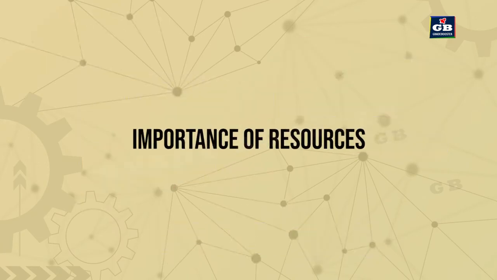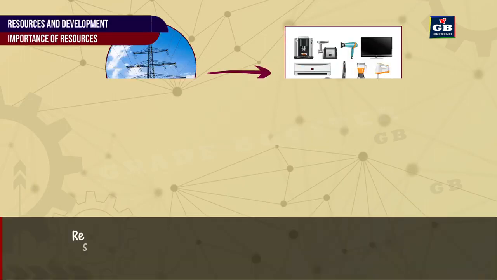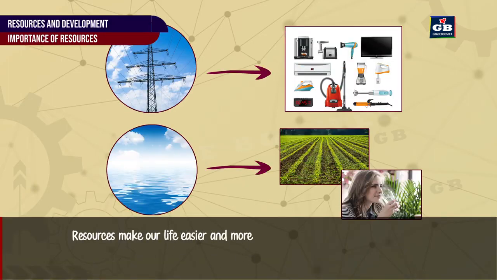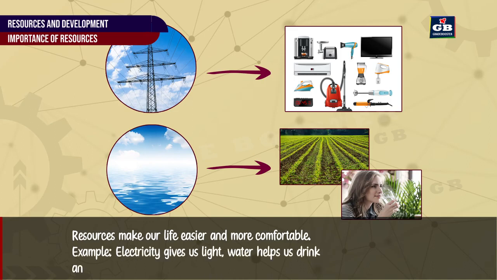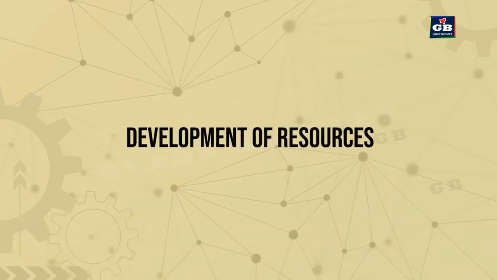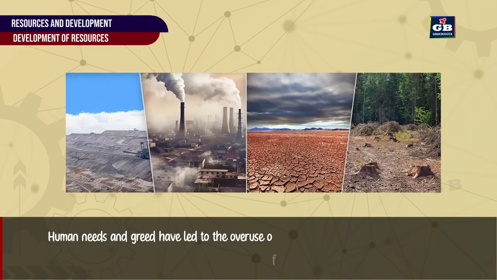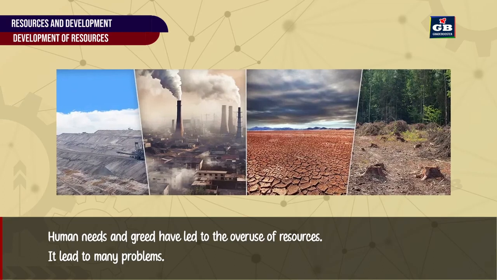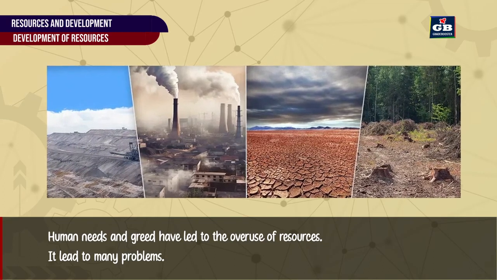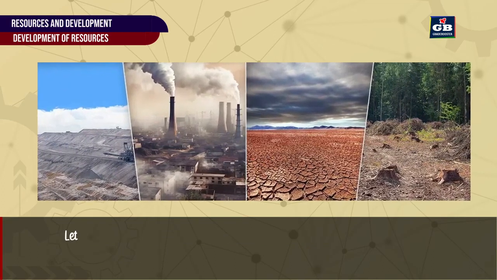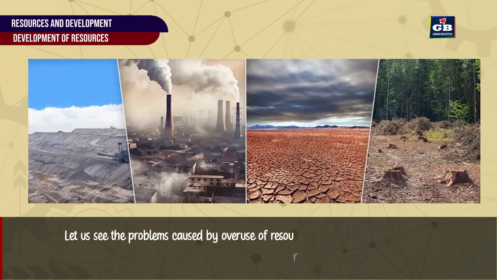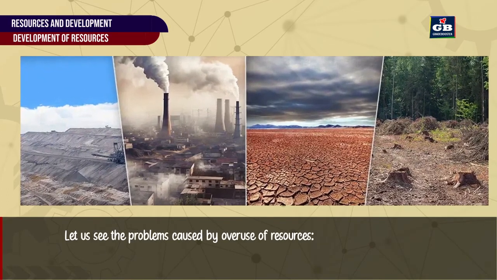Now let us see the importance of resources. Resources make our life easier and more comfortable. For example, electricity gives us light, water helps us drink and grow crops. Development of resources. Human needs and greed have led to the overuse of resources. It led to many problems. Let us see the problems caused by the overuse of resources.